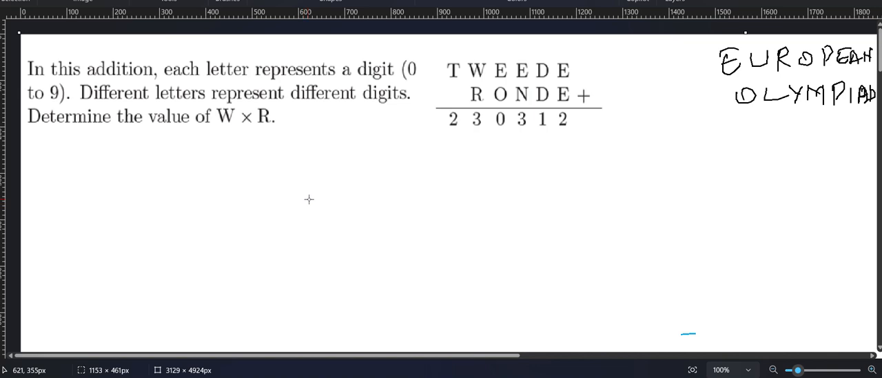The first problem was given in the European Olympiad. Let me read this particular problem. In this addition, each letter represents a digit. Different letters represent different digits. Determine the value of W into R. Viewers can pause the video here and try to solve on their own if they are interested. The problem was given in the junior round. So here we go.